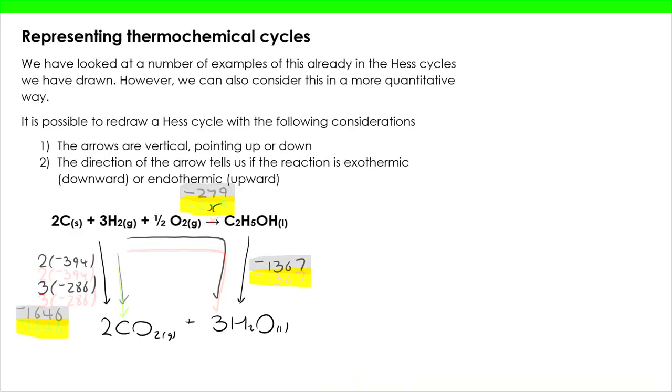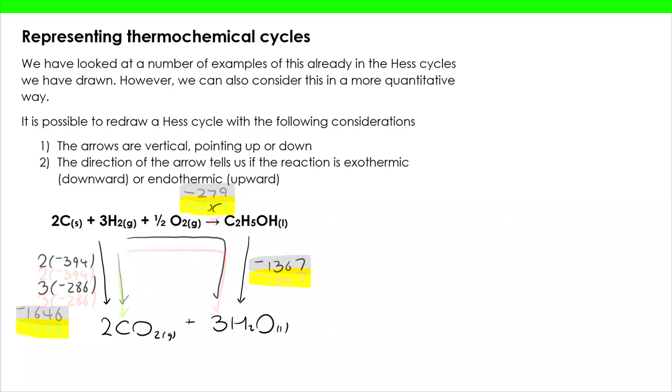Okay, we're going to take a look at thermochemical cycles. Now, this is an alternative way of drawing out a Hess cycle. So we've got all of the figures here. I've put them into the highlighted yellow, and this was a question that we went through in more depth on the previous video when we were looking at enthalpy of combustion data calculations. But in a thermochemical cycle, as we can see, the arrows are vertical, they point up or down, and the arrow will tell us whether it's exothermic, that will be a downward arrow, or endothermic, an upward arrow.